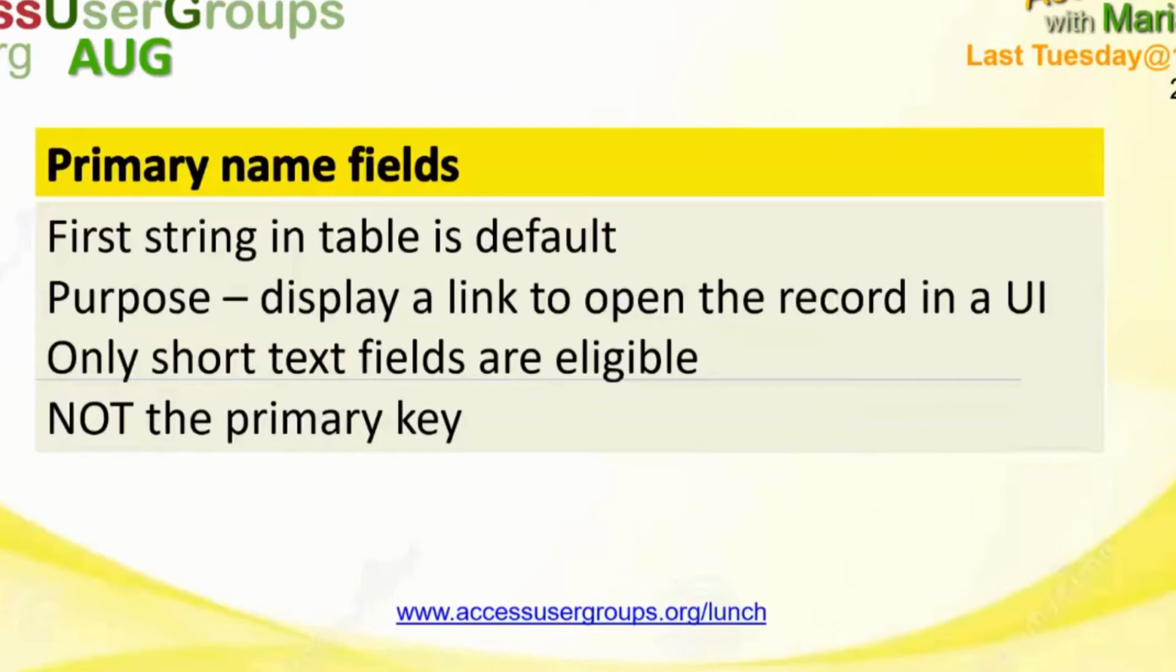So only short text fields are eligible to be a primary name field. You cannot use integers. That means if you are using an AutoNumber as a primary key, for example, at the moment at least, you cannot use that as the primary name field. So let's go back to our database here and take a look at this.